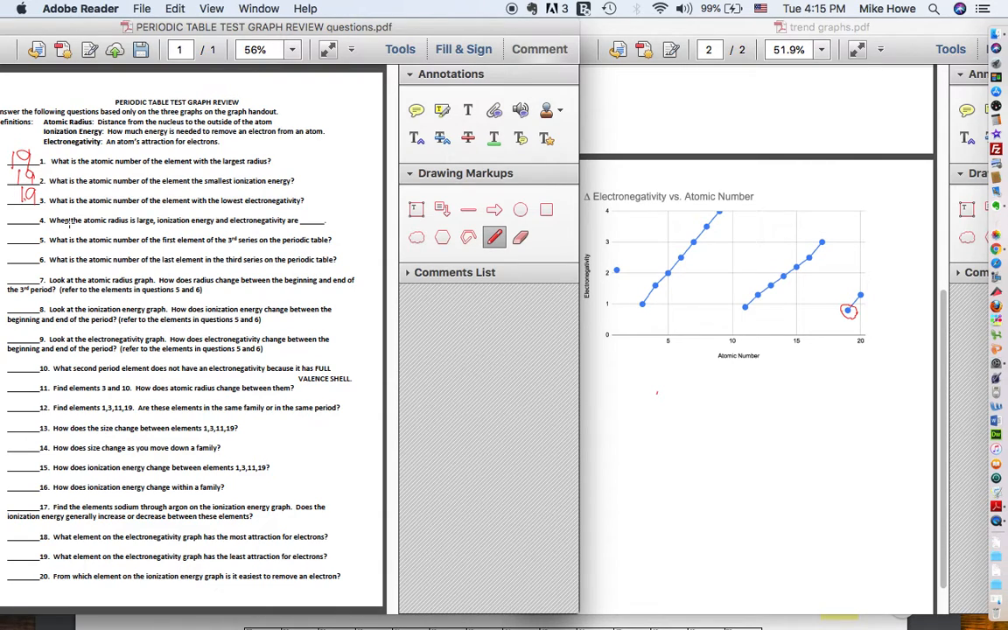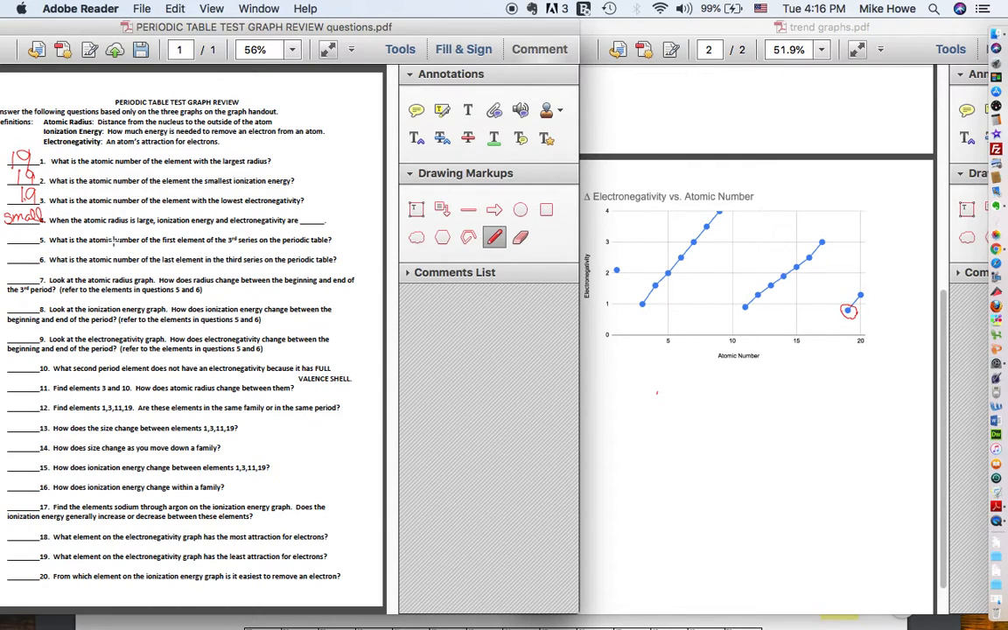All right, so now when the atomic radius is large, ionization energy and electronegativity are what? So you see 19 was the biggest radius, but they're the smallest for both ionization energy and for electronegativity. So when the radius is large, the ionization energy and electronegativity are small.